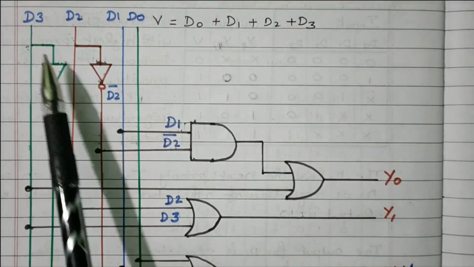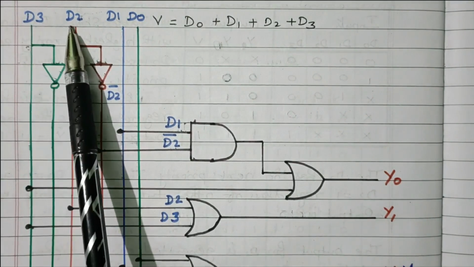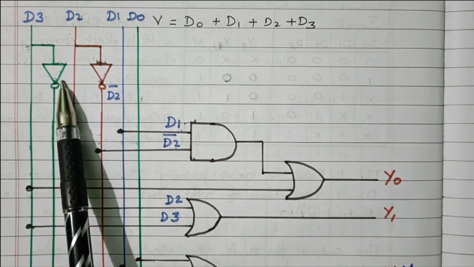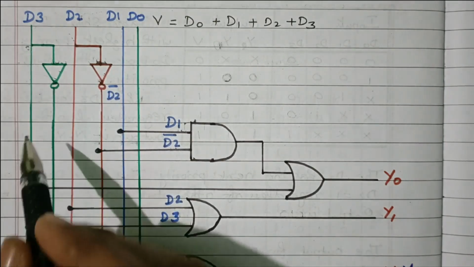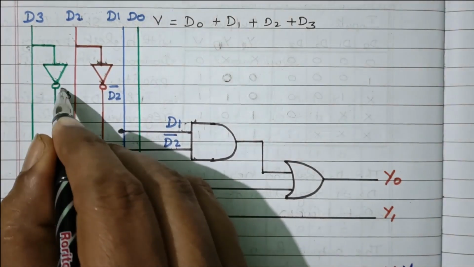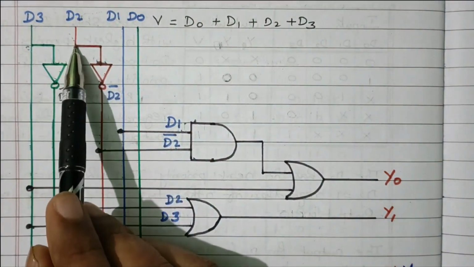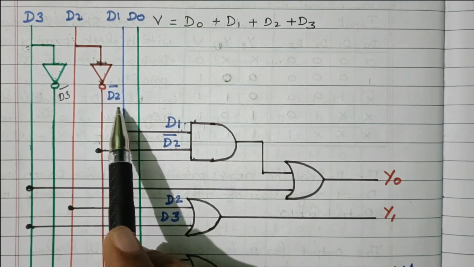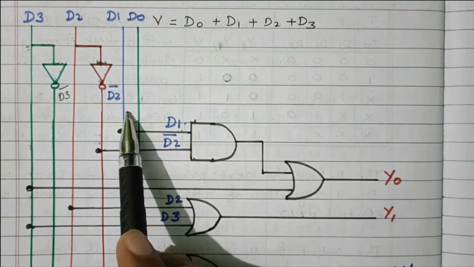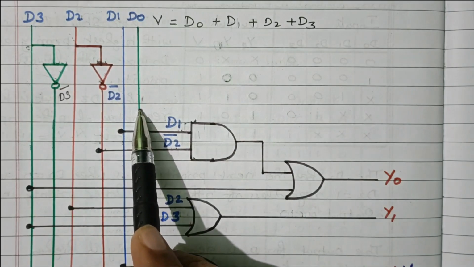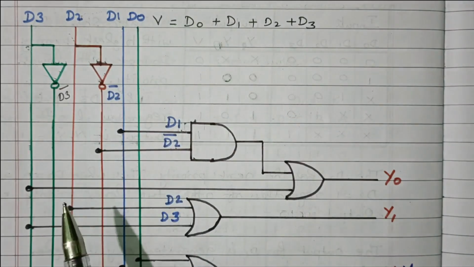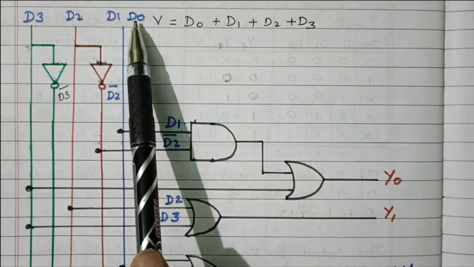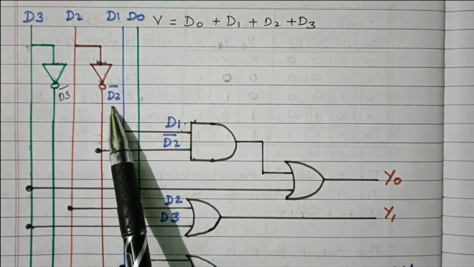So these are all the required inputs D3, D2, D1 and D0. D3 tapping is taken and a NOT gate is connected, so that here we'll get D3 dash. Similarly, D2 tapping is taken and connected to a NOT gate, and we get D2 dash. D1 and D0 are connected directly. D1 dash and D0 dash are not required, so those NOT gates are not connected. So we have the inputs available: D3, D2, D1, D0, D3 dash, D2 dash.